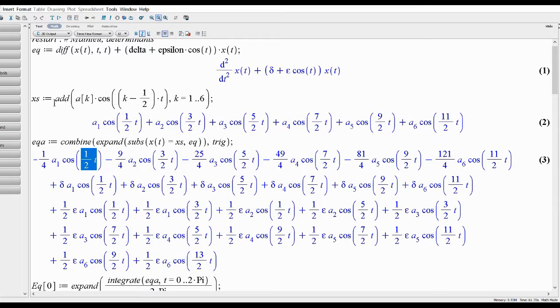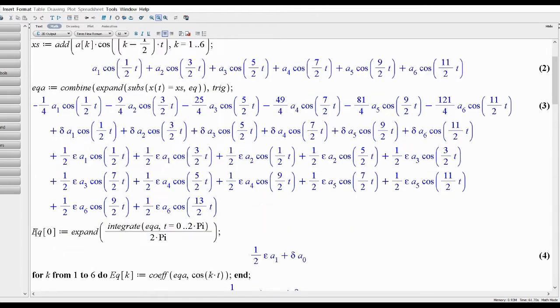Why is the constant not there? Because the constant has cos of 0t, that is not a half integer. Okay, so now we come here, we've got all these half integers. This one goes away.